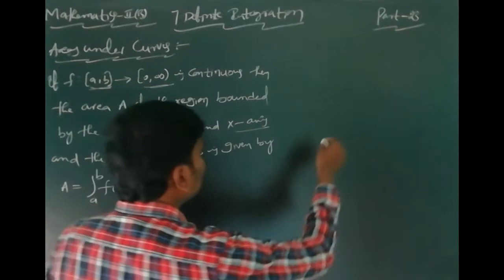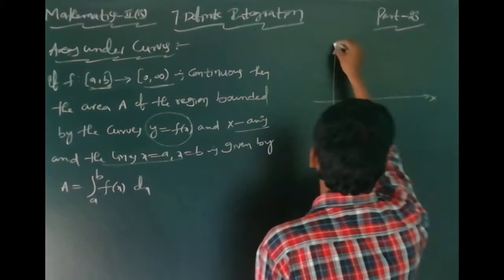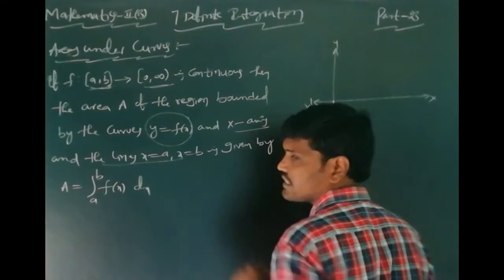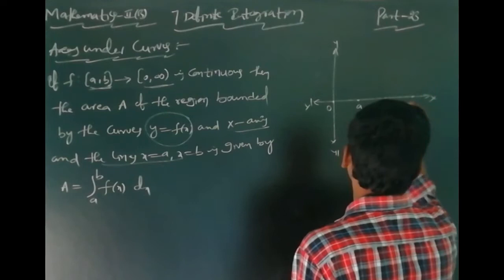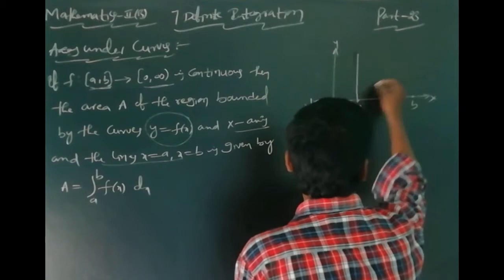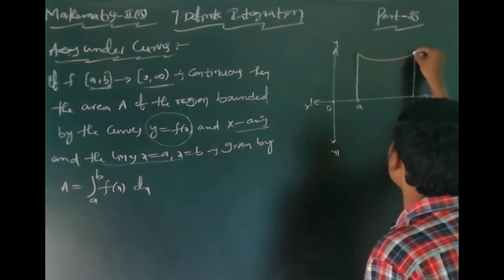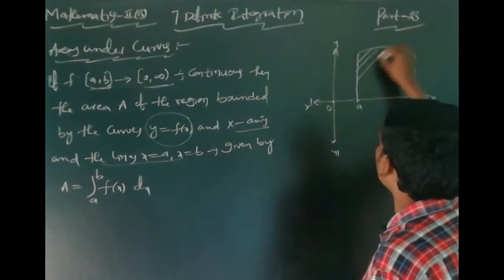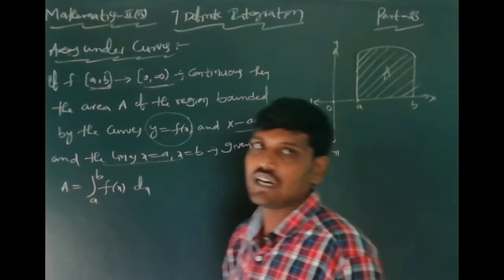In this figure, suppose this one is the y-axis and this one is the x-axis. You know that this curve lies on the x-axis. After that, x is equal to a. Suppose this is a and this is b. This one is the line x is equal to a, and this one is the line x is equal to b. After that, this is the curve. We have to take any one curve. In this curve, this total region is the area. This is capital A. Understood or not?